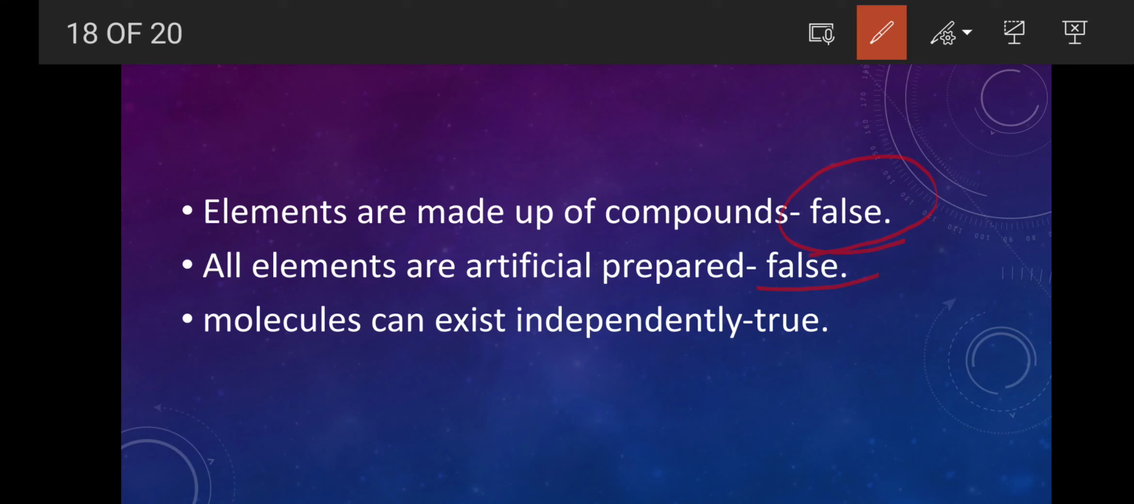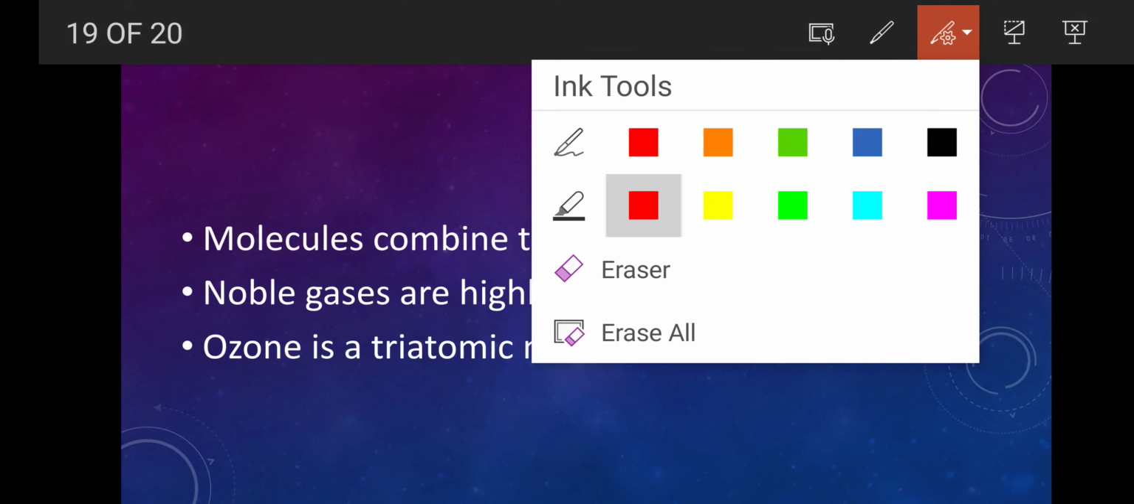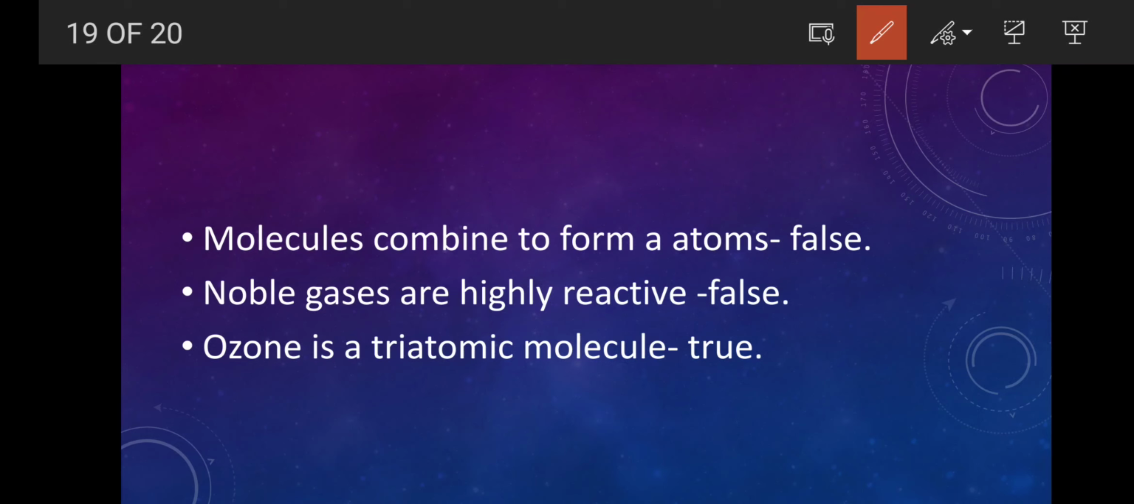Then, molecules can exist independently. Yes, this is 100% true. Okay. Now next, molecules combine to form atoms. Absolutely wrong statement. Molecules combine to form what? Yes, compounds. Okay. Next one is noble gases are highly reactive. This is false, because you know that the noble gases are inert gases. They are not reactive in nature. So the answer is false.